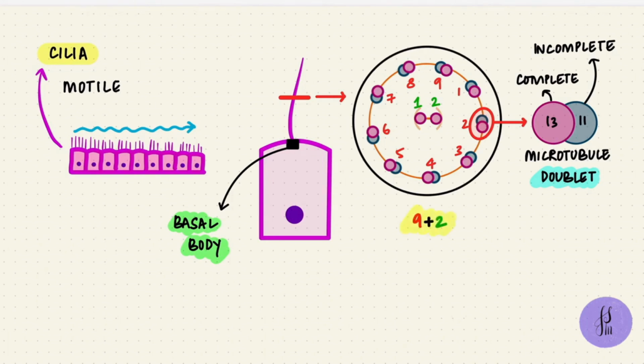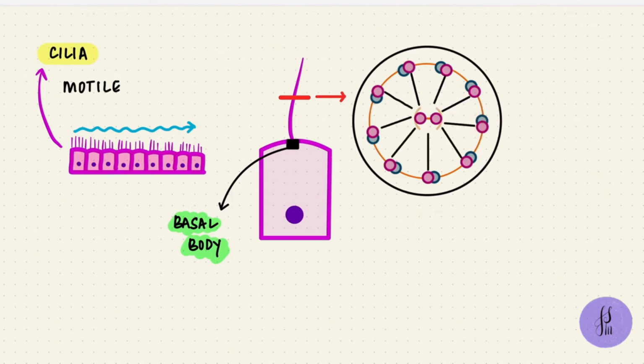The central and the outer tubules are connected by radial spokes, and the outer tubules, in between them, they've got 2 kinds of links. The first is nexin. Now, nexin is the protein between the outer tubule sets. The second link is dynein. There are dynein arms associated with each set. Dynein is a molecular motor protein.